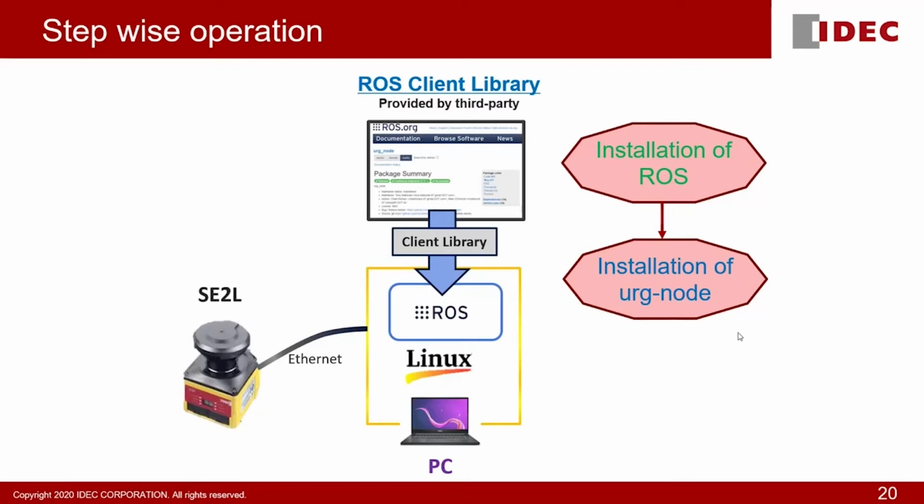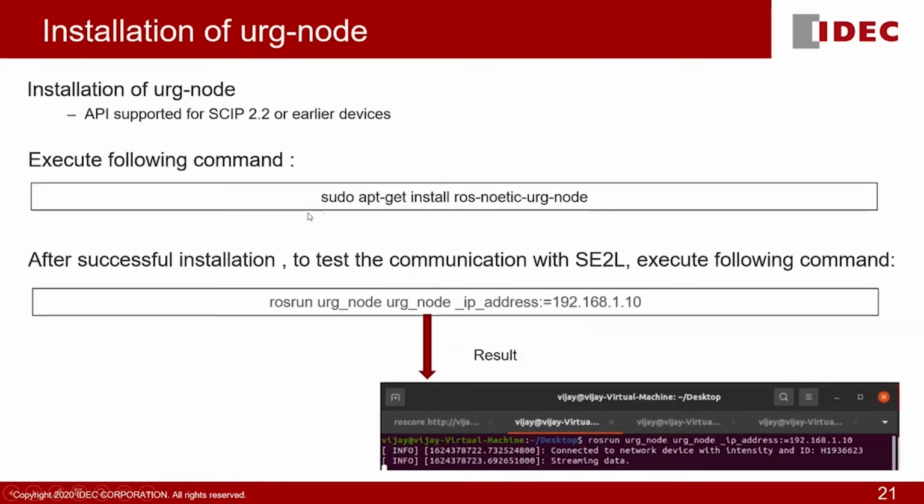Once ROS and the Python library have been installed, we move on to the next step, that is, we have to install the node of the SE2L, which is called the URG node. For this installation, we just need to execute a small command in the same terminal which we have opened, that is: sudo apt-get install ros-noetic-urg-node. This is the node, the library or the API which we have to install specifically for the SE2L.